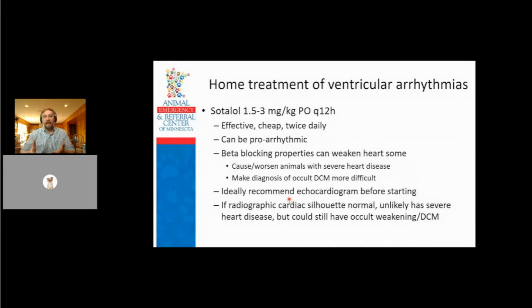So I usually try to avoid it without an echo, but if the cardiac silhouette's small, and if it's a boxer that came in for collapse and you're seeing single VPCs in the hospital or even runs of VTAC, I probably still would start it. But I think that's just a conversation you have to have with the client, because I have started sotalol in some dogs and caused hypotension, collapse, or congestive heart failure. So it is a risk with that drug.